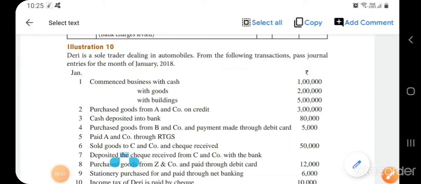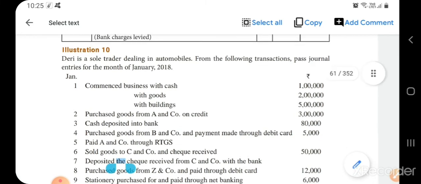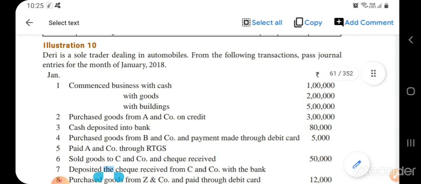Good morning, students. Continuation of Unit 3 Accountancy. Illustration problem number 10. Derry is a sole trader dealing in automobiles. From the following transactions, pass journal entries for the month of January 2018.